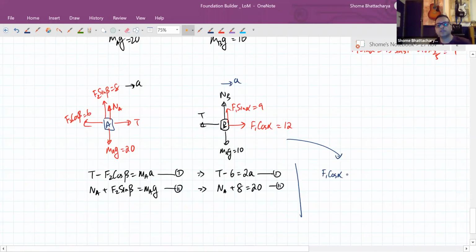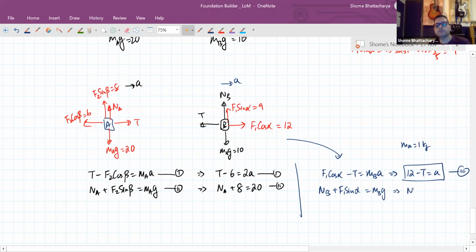F1 cos alpha minus T is mass of B into acceleration. So this equation becomes 12 minus T is a, because mass of B was 1 kg. So this becomes, let's say, my third equation. And we have NB plus F1 sin alpha together balancing the weight. So you have NB plus 9 is equal to 10. This is your fourth equation.